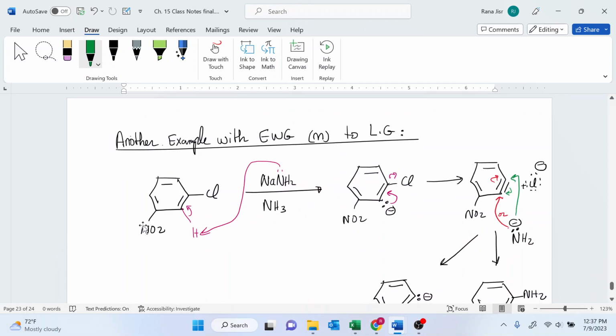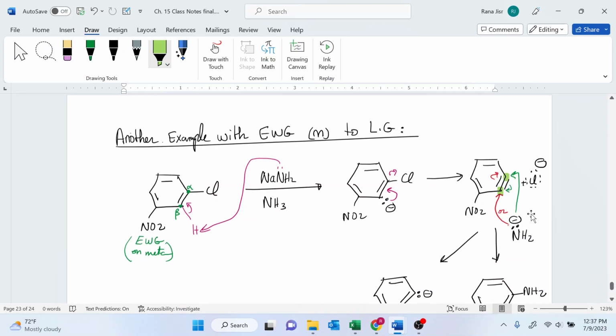This is another example, but with the electron withdrawing group on the meta position. Okay, same thing. You always choose your alpha carbon where the halogen is. This is going to be your beta carbon. So the base is going to come, take the beta hydrogen, and form the negative charge that's going to do resonance and form the benzyne. Once you form the benzyne, you have two positions where the NH2 as a nucleophile is going to act, either here or here.